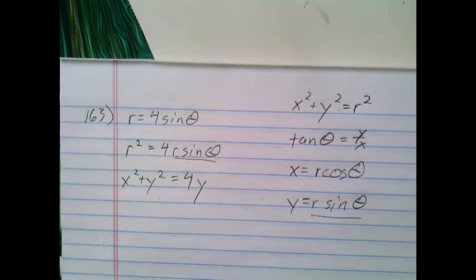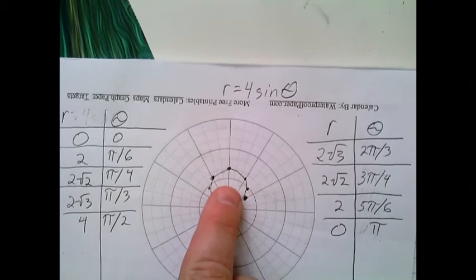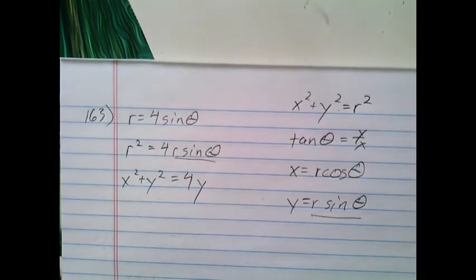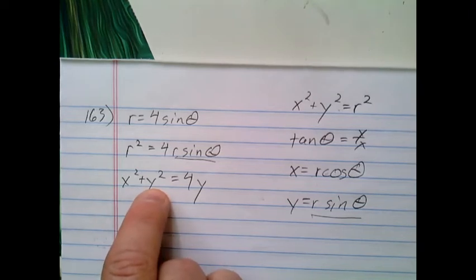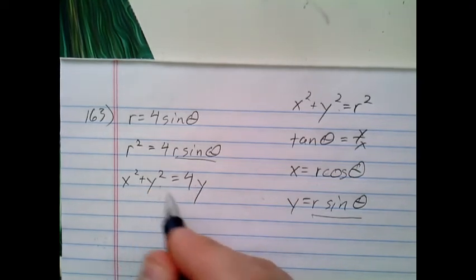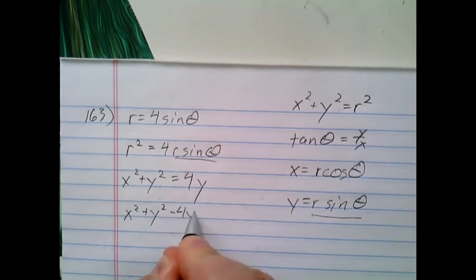But remember what our graph looked like. My graph was a circle that wasn't centered on the origin. It was shifted up vertically. Its center is up on the y-axis up here. That's a clue as to what should be happening. If it's been shifted up, then really rather than a y squared, I should have y minus something squared. Here's how I'm going to make that happen. I'm going to put this 4y over here so that I have x squared plus y squared minus 4y.